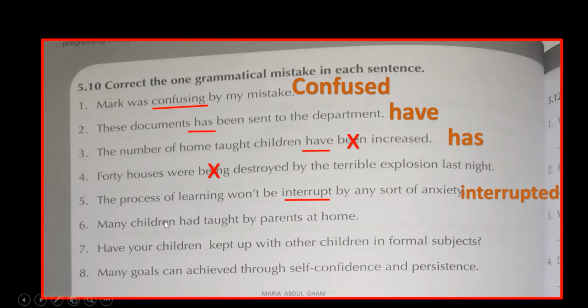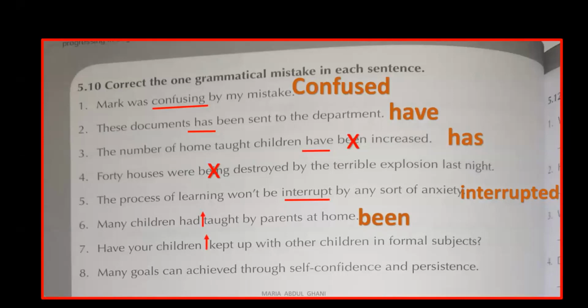Many children, they are not the doer. The parents are the doers. So it's a passive voice. You can't say many children had taught. They are not the doers to teach. They are taught by someone. So you have to say had been taught. This is the correct helping verb of the past perfect tense.